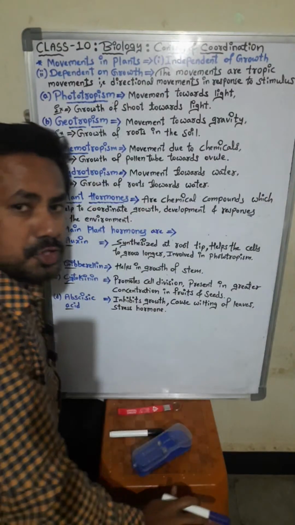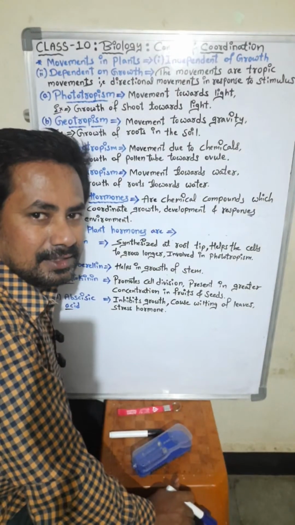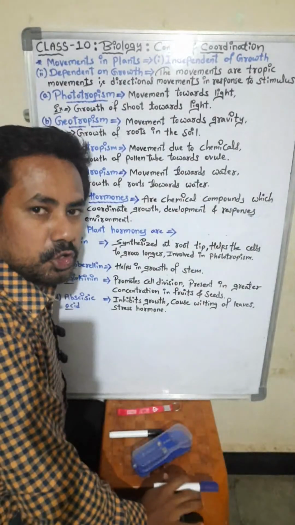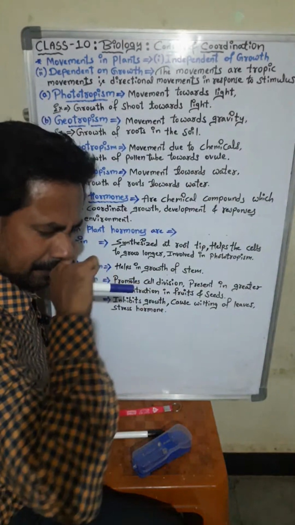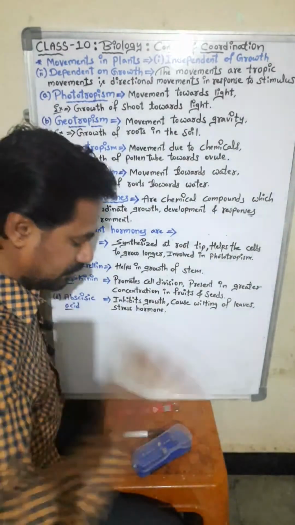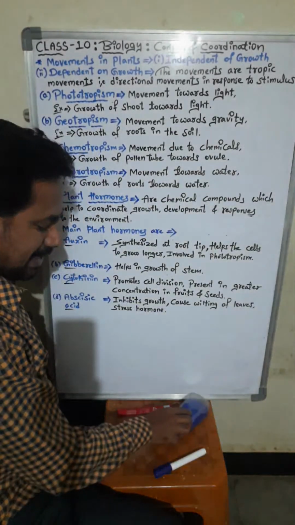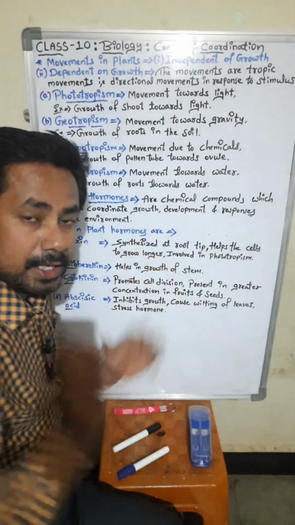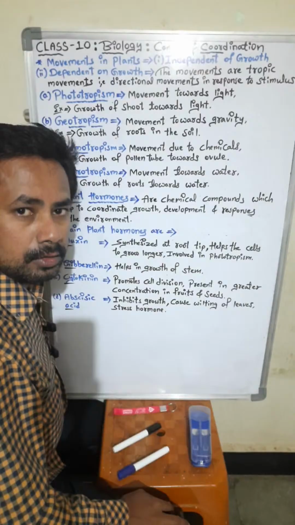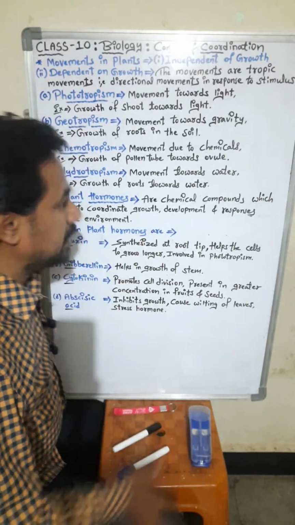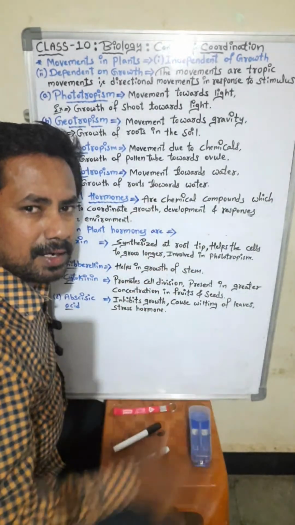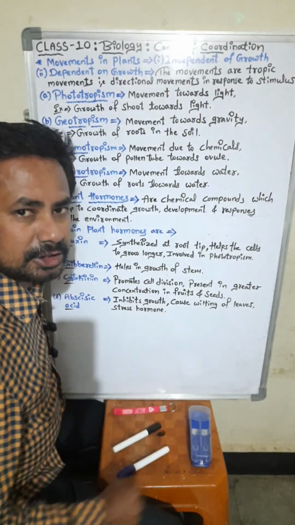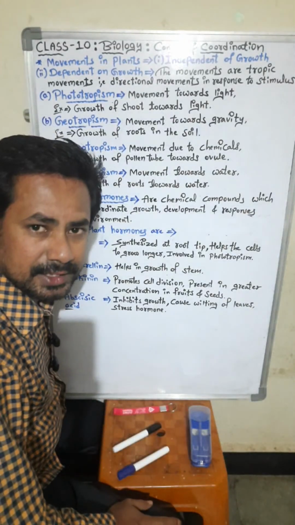Now geotropism. Geo means gravity. Tropism means growth. Growth of plants towards gravity is called geotropism. A very simple and easy definition, students. The Class 10 syllabus is very easy, dead easy. Very little syllabus has been given to you. When you go to college, the syllabus will be huge, and in-depth knowledge will be needed. This is not in-depth knowledge. This is very simple knowledge, students. So just try to understand. You can do it, and you can score more in biology.